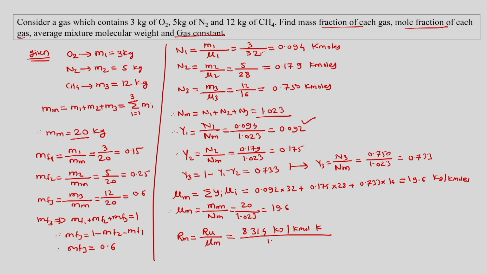divided by 19.6 kg per kilomole, and this gives us 0.424 kilojoule per kg per Kelvin. So this is how we would have solved the example based on the mass fractions, or masses, of different components for a given mixture.